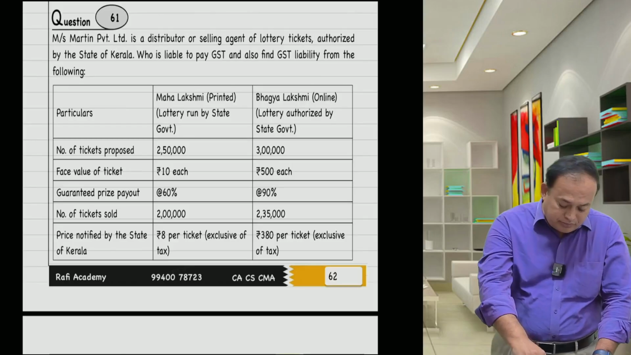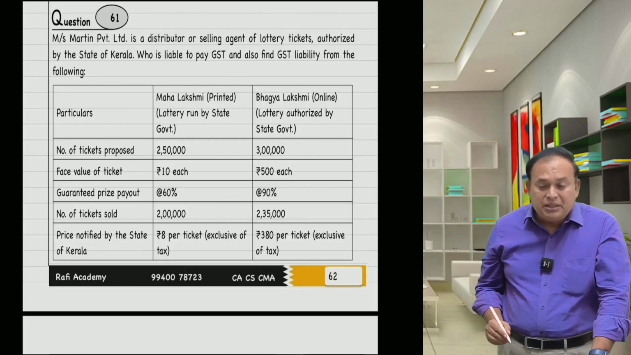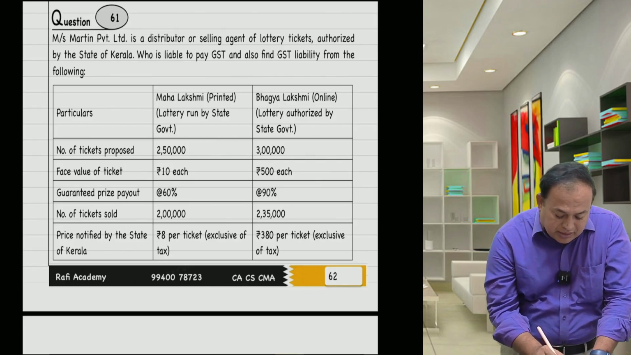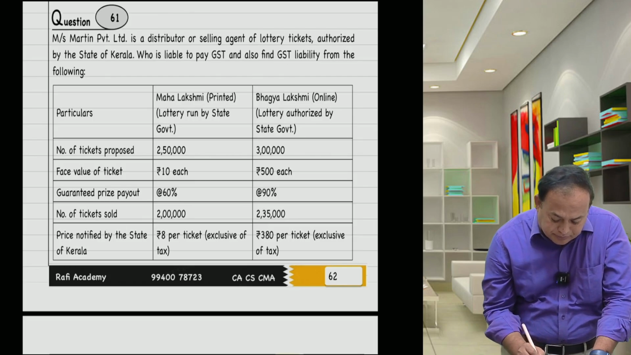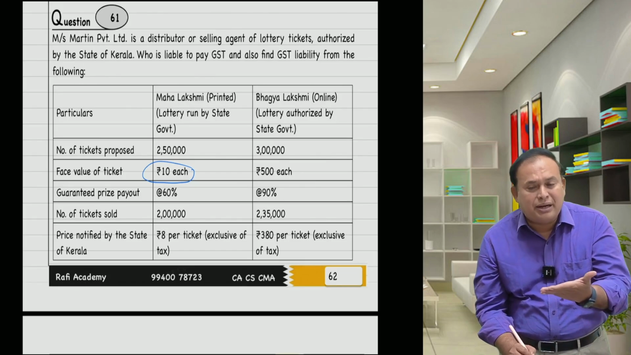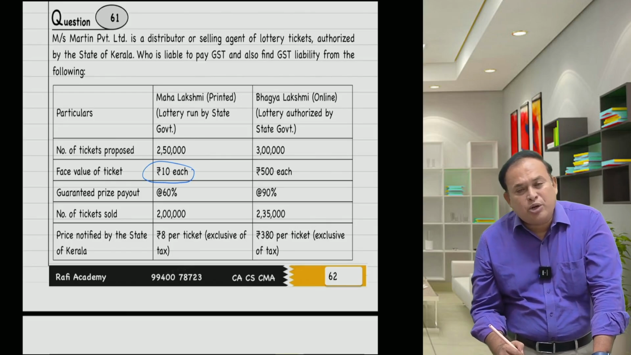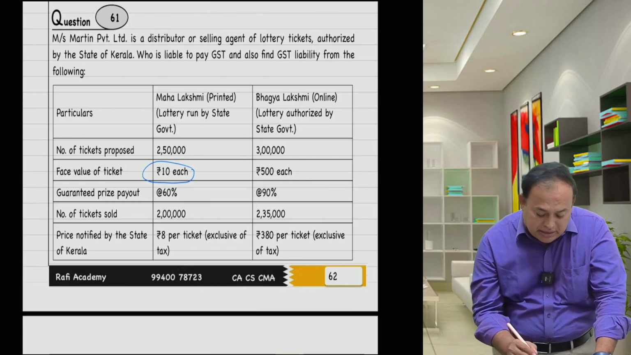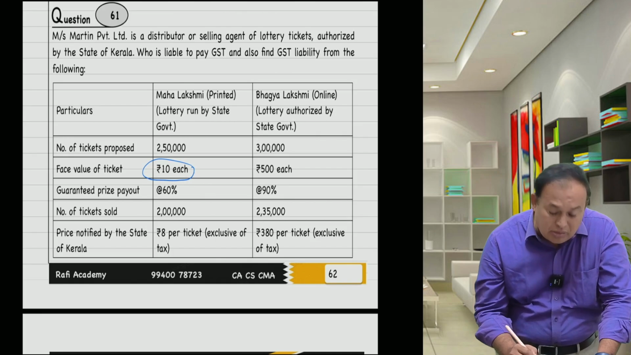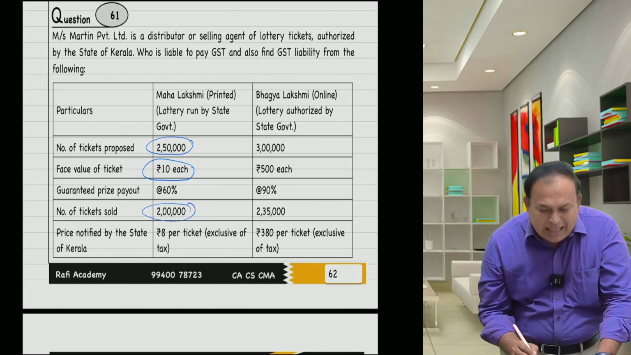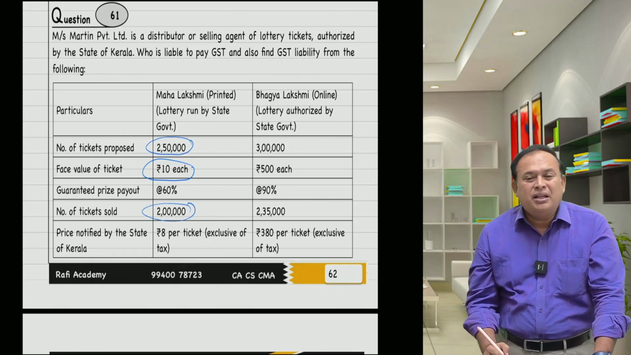Very good. Here, when we refer to the face value, it is 10 rupees in the case of Mahalakshmi, which is the MRP price, the face value of the lottery ticket. When you read the lottery ticket, MRP will be there. It is 10 rupees per ticket, which is inclusive of GST. Then you have to apply it here. On the number of tickets, what? Here proposed, sold, actual sale, which is material?